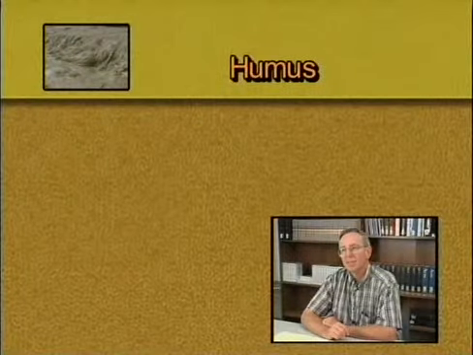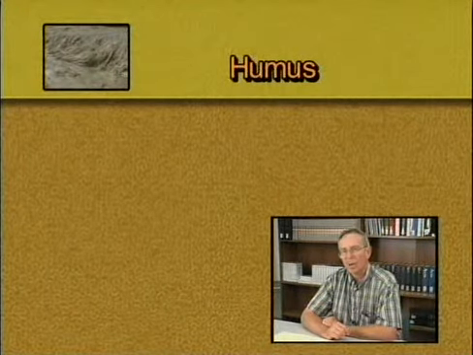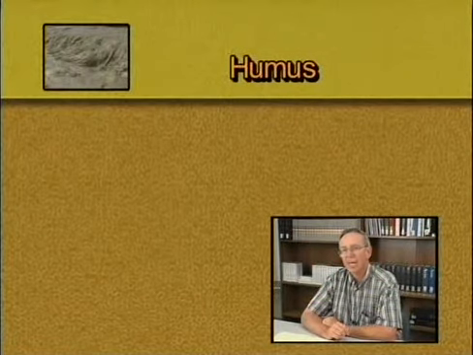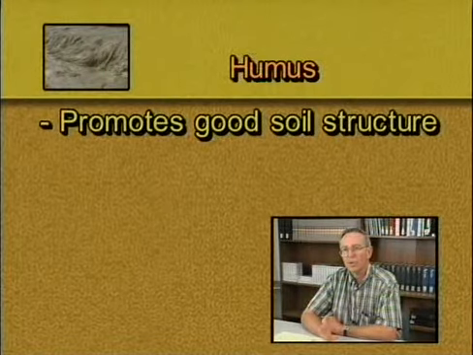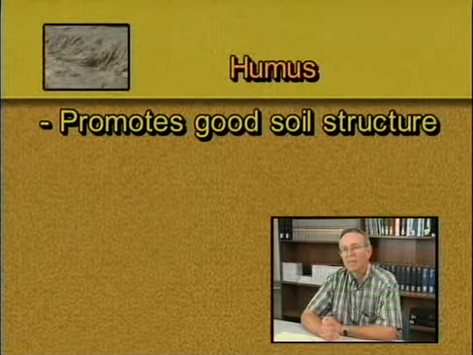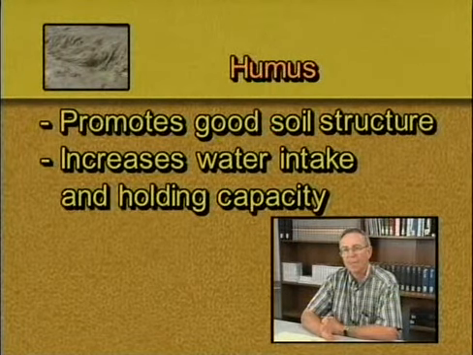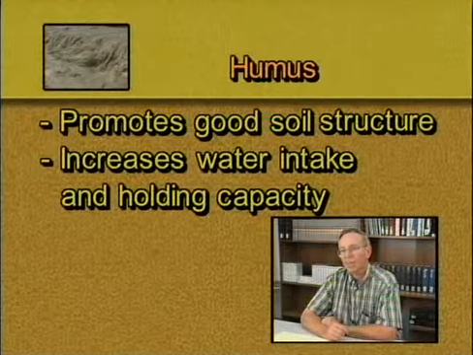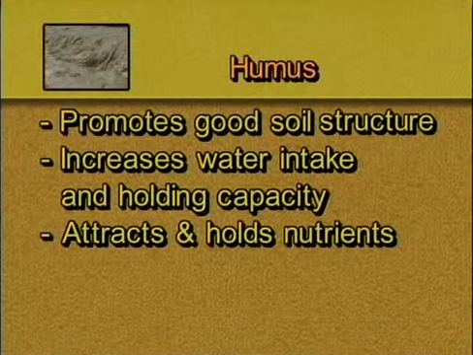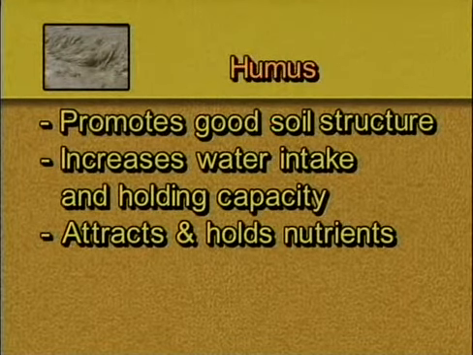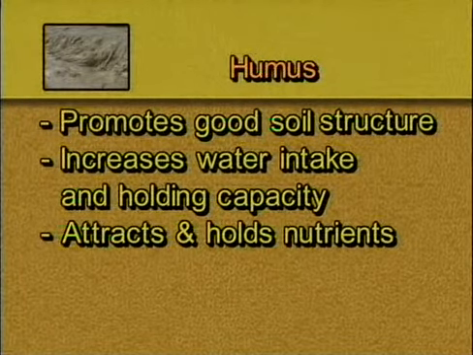Humus, again, is an extremely important portion of the soil. Not only does it impart that dark coloration, it has important physical and chemical attributes in the soil. From a physical standpoint, it helps promote good soil structure and development. It also helps to increase water intake and water holding capacity of the soil. And from a chemical standpoint, it has the ability to attract and hold nutrients, especially the ones that occur with positive charges, the cations, and hold those in a form that can later be released and utilized by plants.